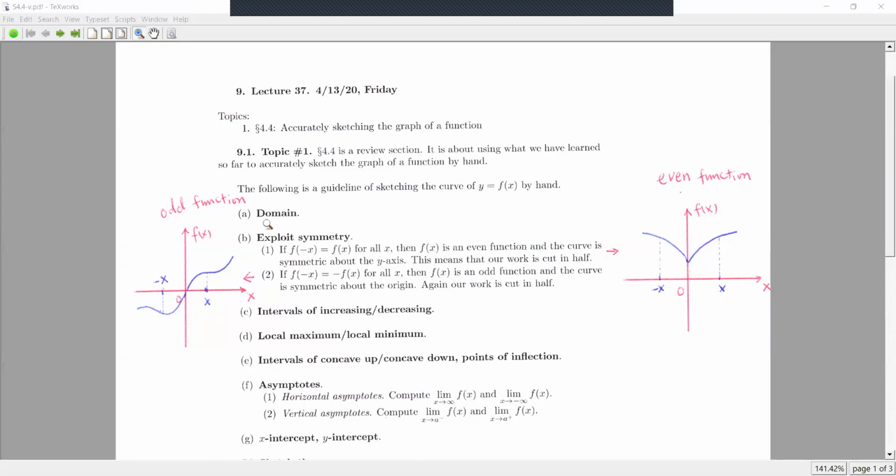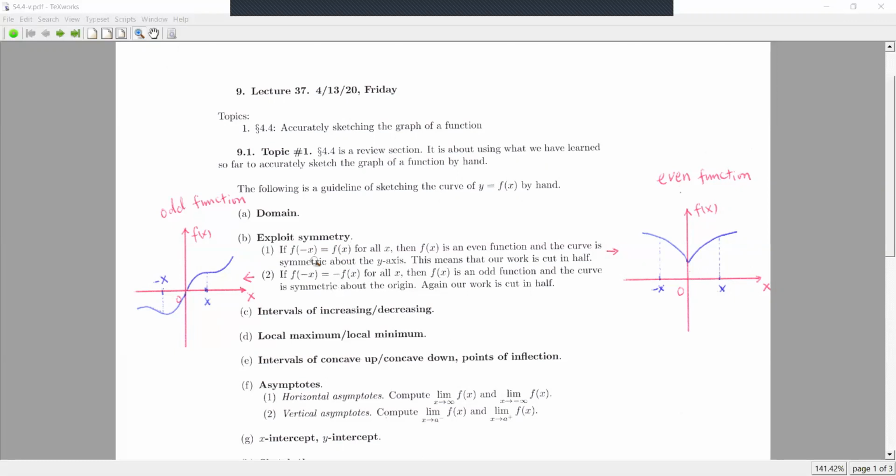Step 1. Determine the domain of the function. Why? Because outside the domain, the function has no graph. Only within the domain, the function has a graph. So, step 1, determine the domain of the function. Step 2, symmetry. There are two types of symmetry that we often consider.